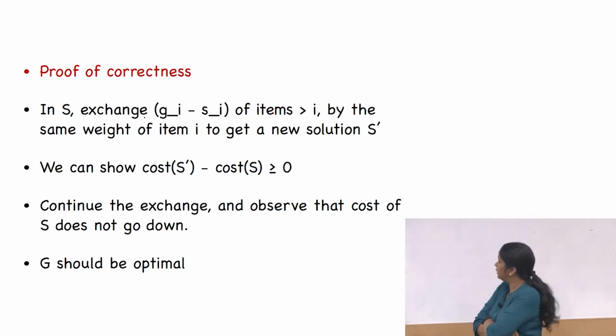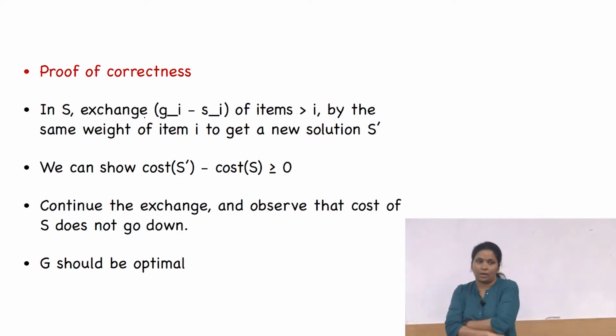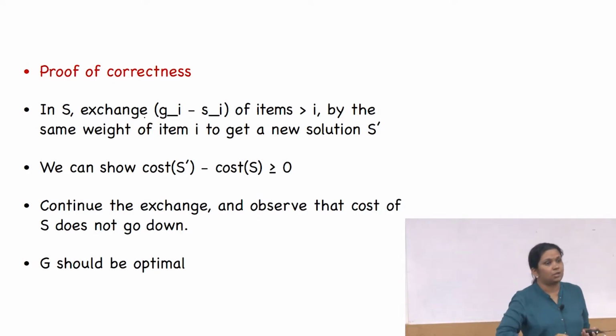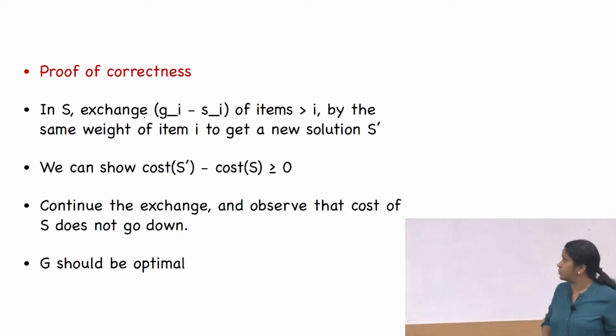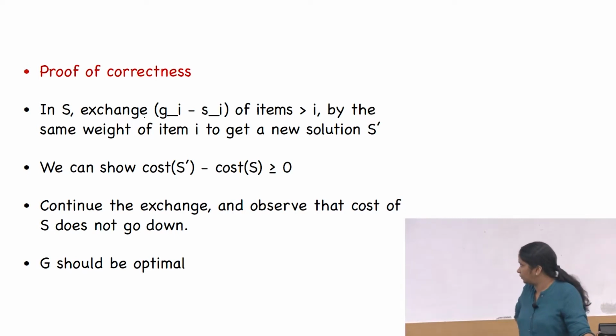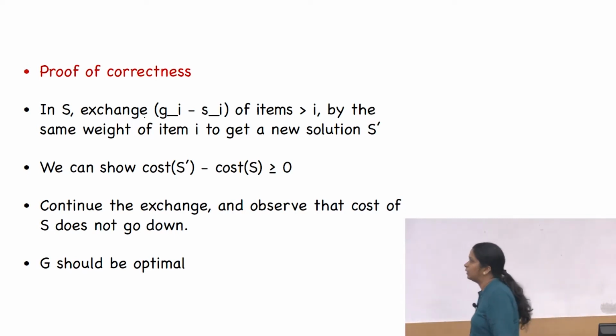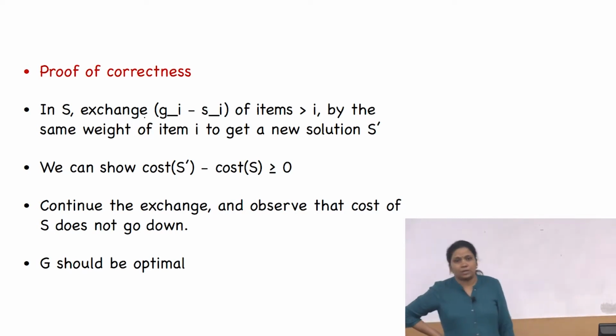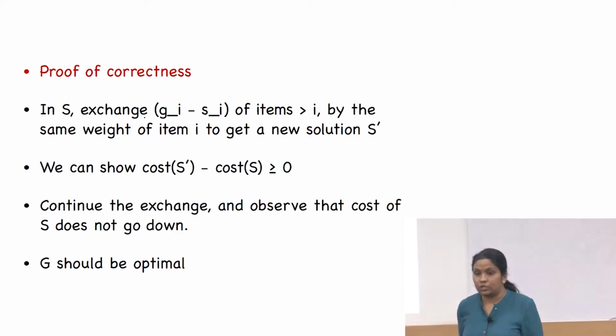I am not going into the details, but you can show that after doing this exchange, the total cost of S prime is not reducing. It uses the property that GI is greater than SI. You can work that out and continue the exchange till S becomes exactly the same as G, where GI is the weight taken of item I.